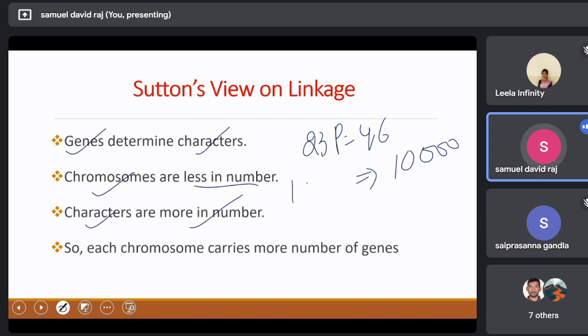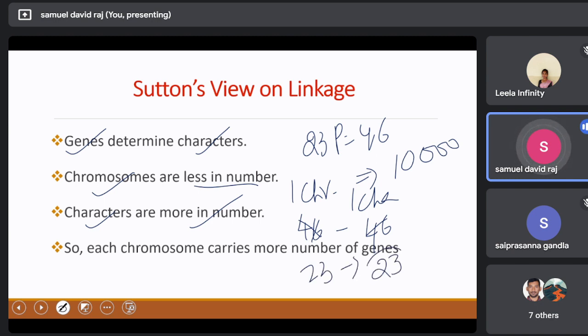If you say one chromosome carries one character, we can have only 46 chromosomes, so we can carry only 46. Even they are pairs, so there are 23 pairs and these chromosomes can carry only 23. Then what about the remaining characters? Who is going to determine them? Who is going to transmit them? So they said that as the number is not correlating, it would be like this. There are chromosomes for characters, there are genes for characters, but the chromosomal number is less, the characters number is more.